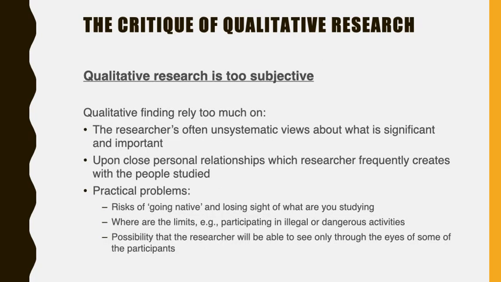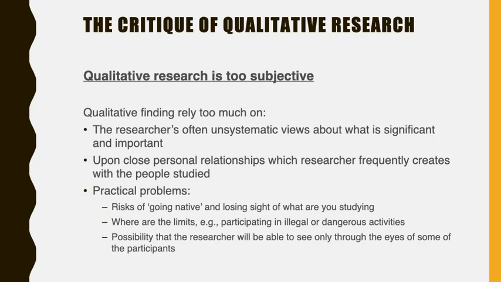Now, there are some critiques of qualitative research. Let's talk about those for a second. The first and most common critique is that qualitative research is too subjective. The reason that is said is that it relies too much on the views of the researcher about what is significant and important. Rather than relying on predefined definitions before data is collected, the researcher defines what is important based on what they find in the data. And that means that there's a lot of the researcher's opinions embedded in those ideas.